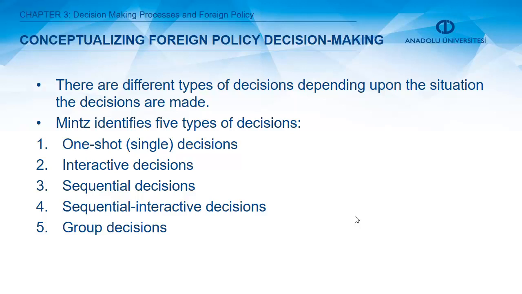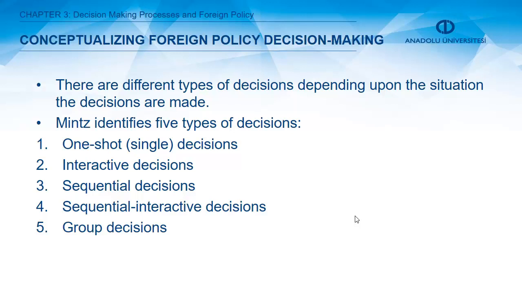Now, foreign policy decisions are mostly interactive decisions. Interactive decision means that the decision involves at least two players who make decisions that affect each other. If you make a decision, the other player, the other one will be affected, and vice versa.